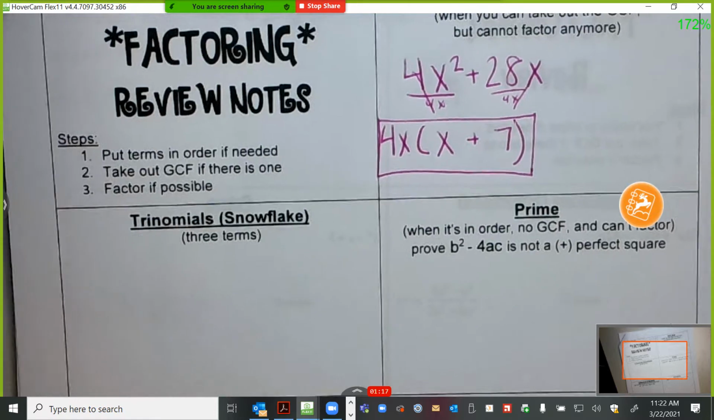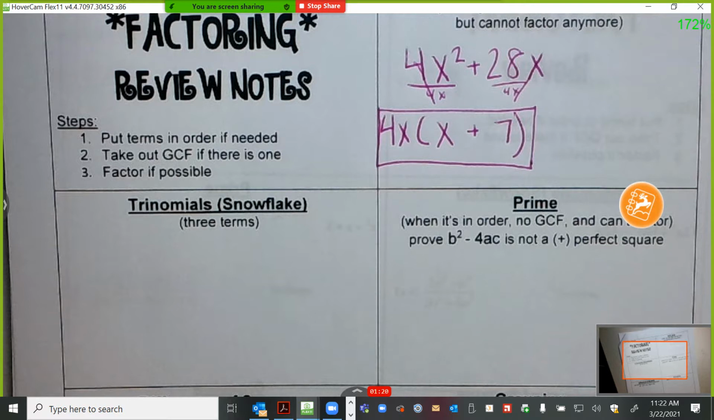Okay, so then we also have trinomials, which is the snowflake. It's when we have 3 terms.